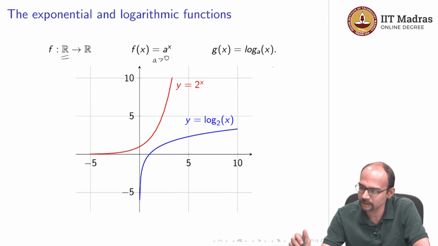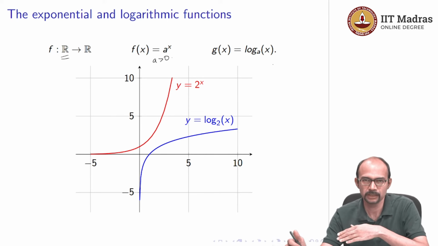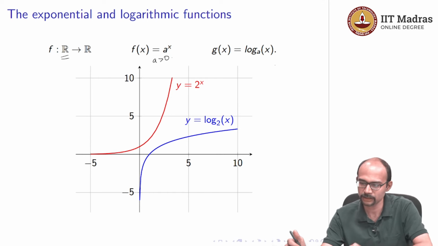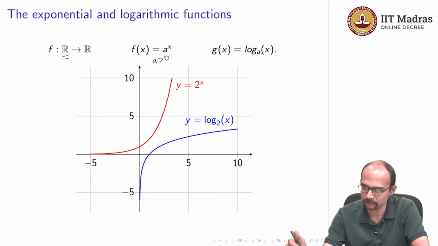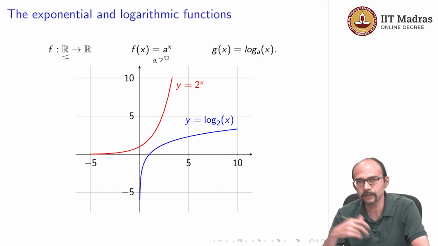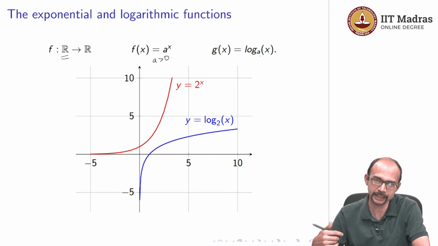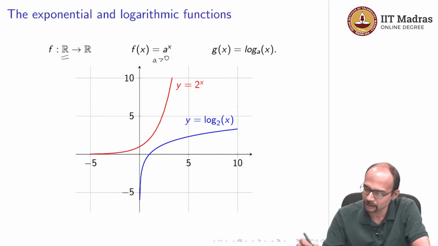Similarly, the logarithm is defined only on that part, because it is the sort of reverse function of a to the power x. That means, and you can see, a to the power x takes values which are only positive, a is positive. That means the logarithm takes positive values and gives you values across the real line. That's what it means.